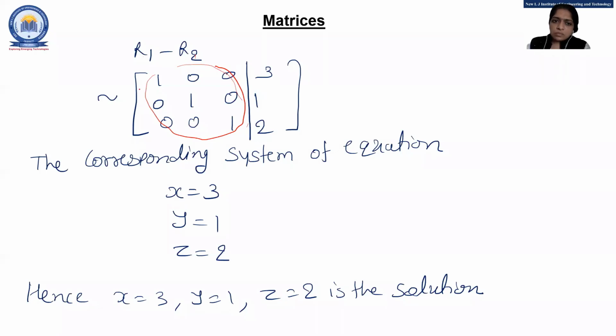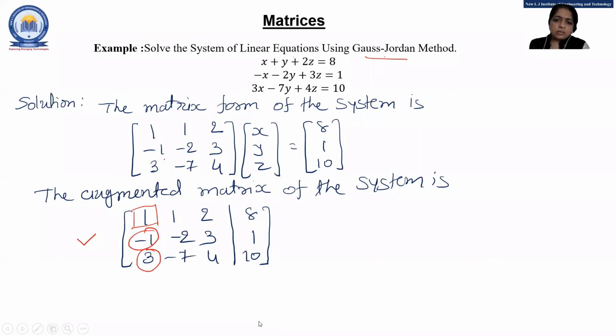Now, as this is a matrix, if I convert this matrix into the system, 1 into x equals 3. So x equals 3, y equals 1, and z equals 2. Okay. So I have a particular solution, x equals 3, y equals 1, and z equals 2. So this is the solution of the example.